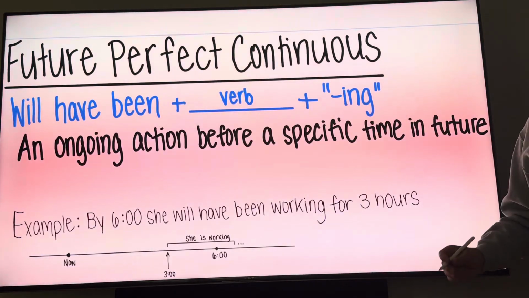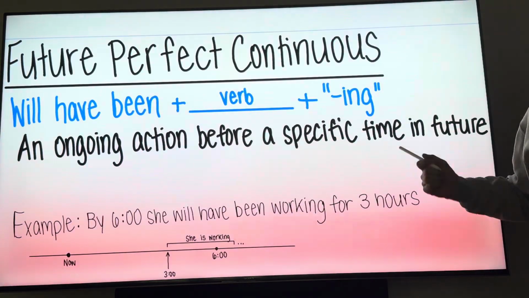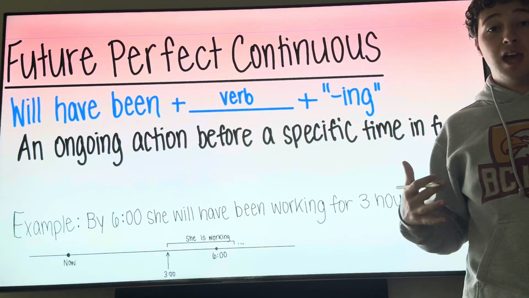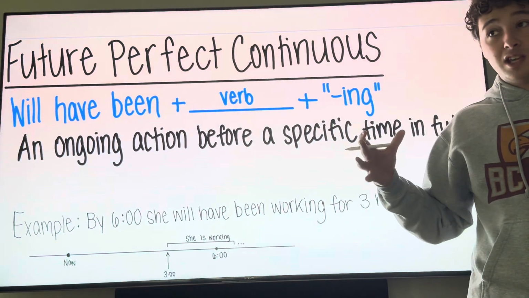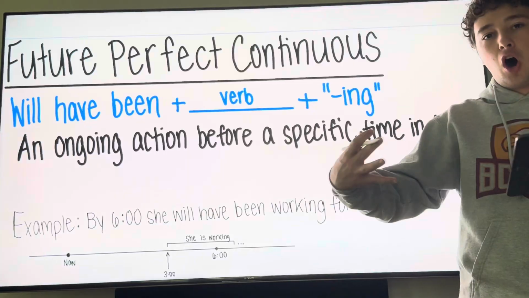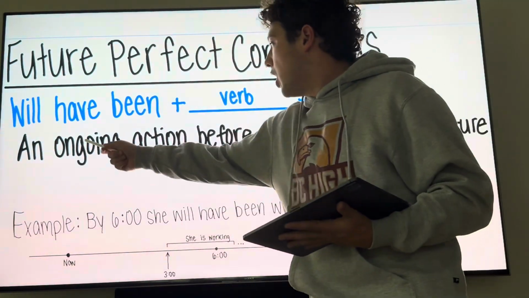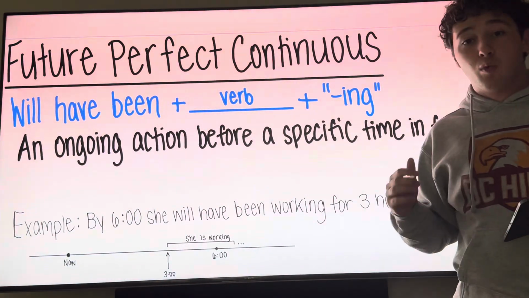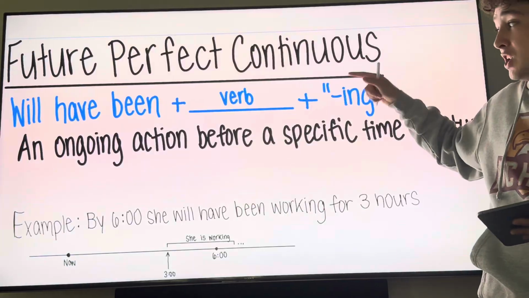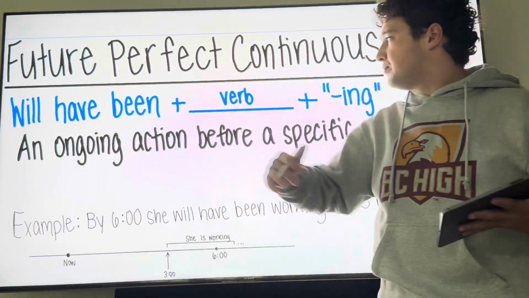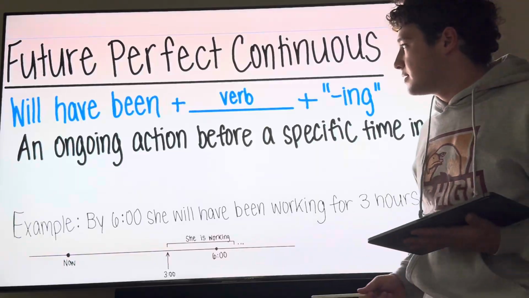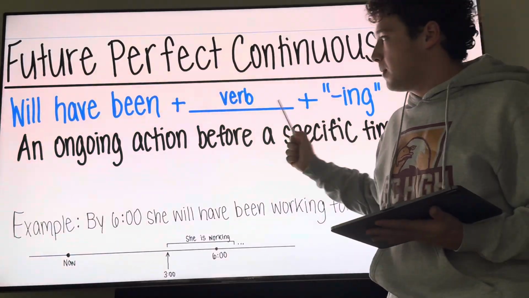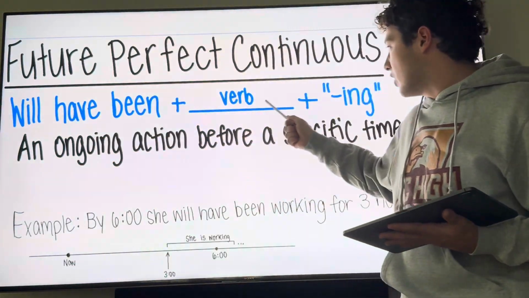Okay, so let's continue with the future perfect continuous. This continuous form is the same as most of the others in that it is just the same as the tense before it, the future perfect, but it's an ongoing action. Just like here, an ongoing action before a specific time in the future. The future perfect was one action. The future perfect continuous is an ongoing action. The way you form it is like this. Will have been plus the verb plus ing.